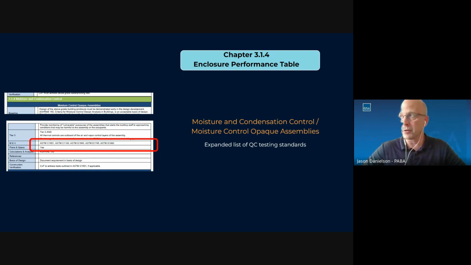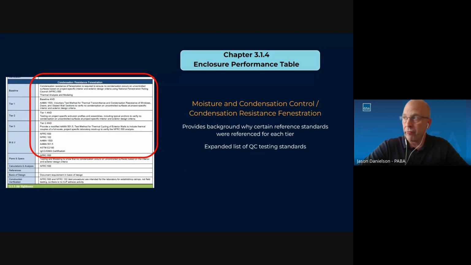title up there. So 3.1.4, enclosure performance table, and the moisture and condensation control, moisture control for opaque assemblies. This shows the expanded list of QC testing standards, all of these ASTMs, and which complete is a better, more comprehensive testing for that assembly.